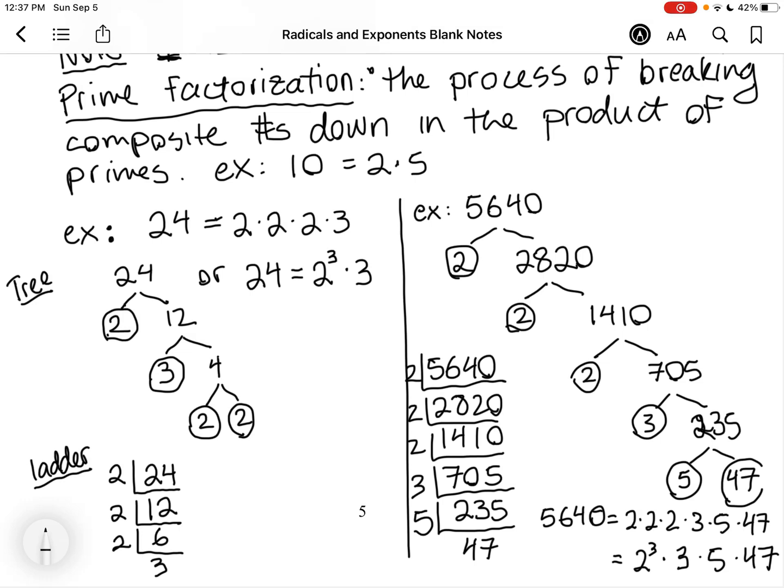Okay, so I am going to end with that today. We will be using prime factorization in tomorrow's lesson though, and I will see you guys then.